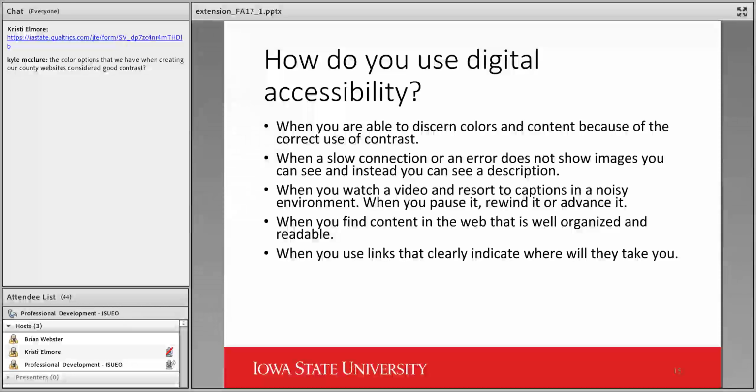Kyle wants to know if the color options that we have for creating our county websites are considered good contrast. The colors that you cannot change on your website, for instance the white word mark with the red bar, or the blue background on the contact us or connect with us box and the white lettering, are all designed to have good contrast.